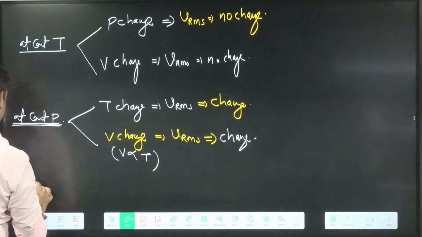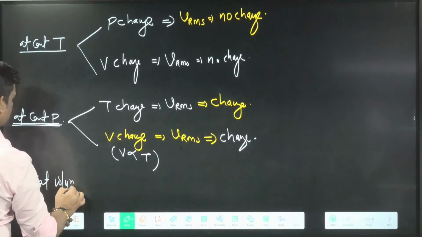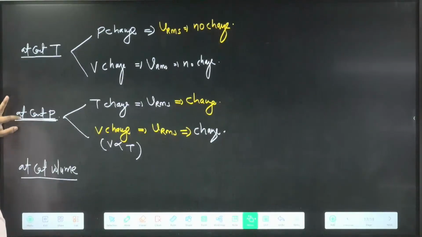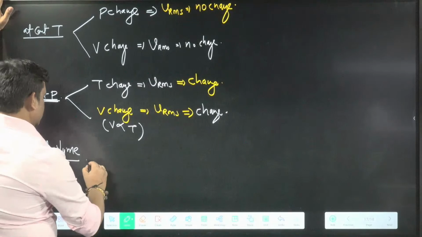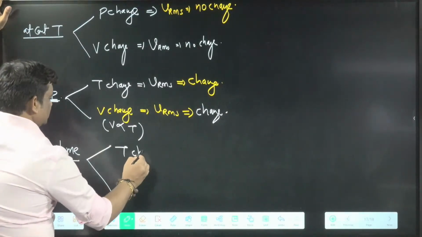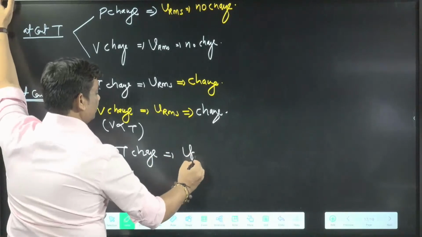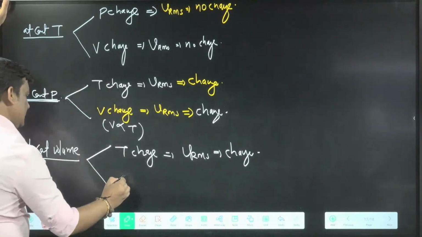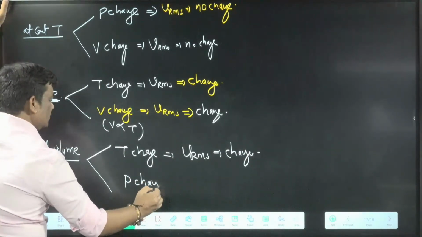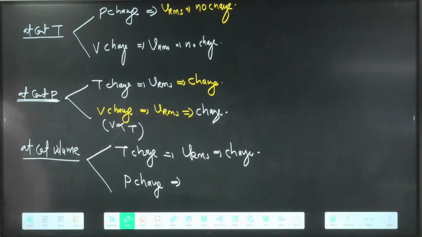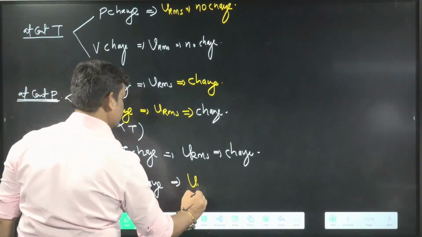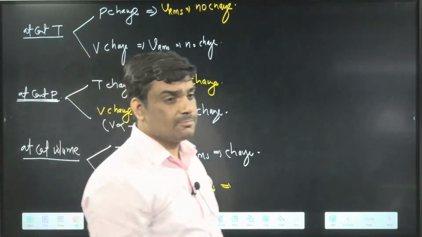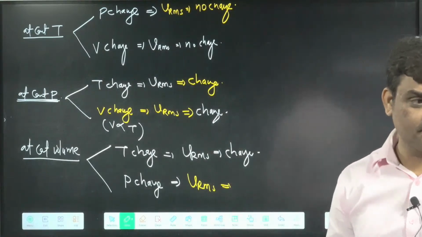If I say next one, at constant volume, if they are changing the pressure, so I can say at constant volume here temperature changes. You can say, sir, temperature change, VRMS will 100% change. They will say here pressure change. And what do you say about this last one? Pressure change, what will be the VRMS? Will it change or not change?